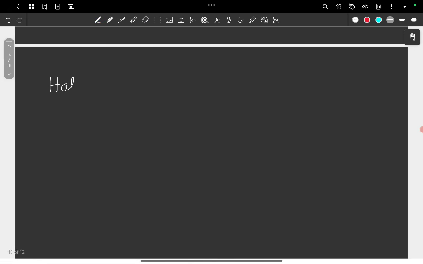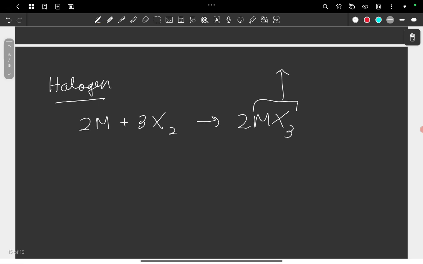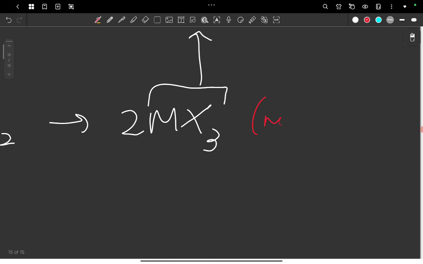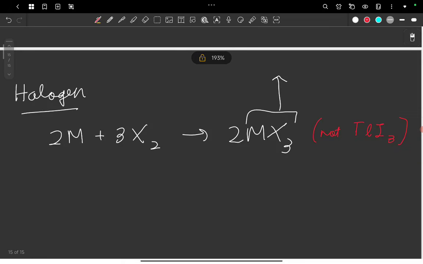And then there's halogen. They react with halogens to form 2M plus 3X2 gives 2MX3, the same Lewis acid we talked about earlier. Now there's one exception. This can't form TlI3. Just remember this, okay? It cannot form thallium iodide.